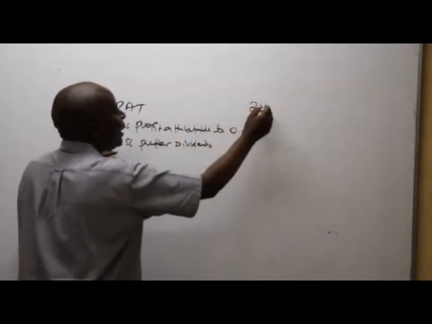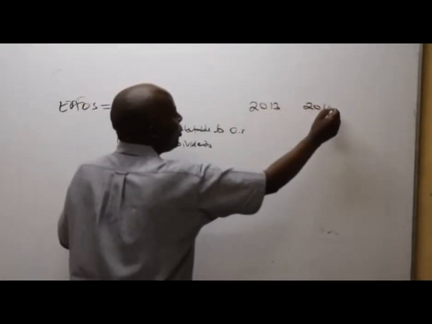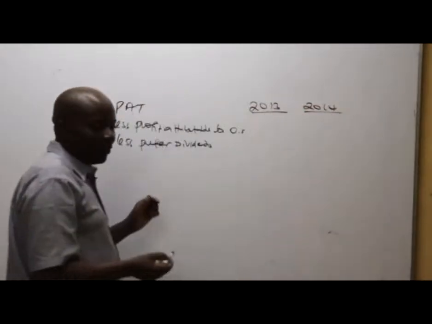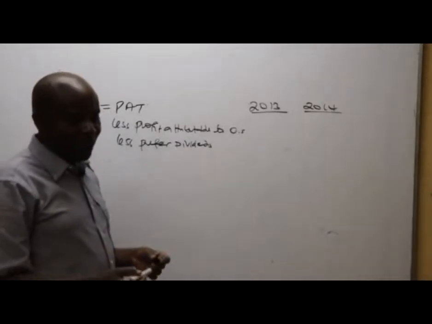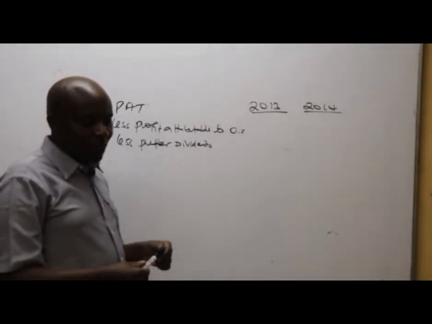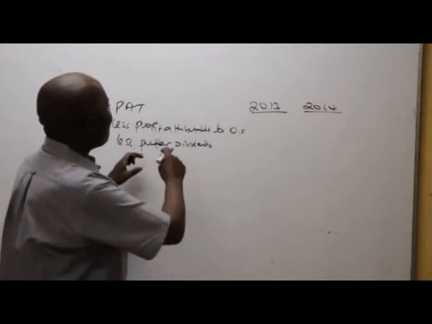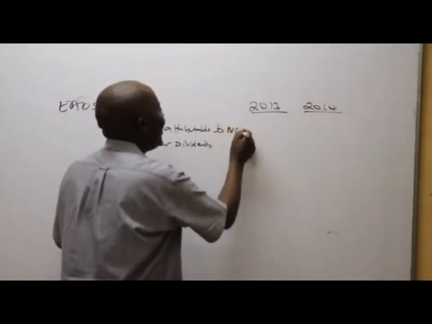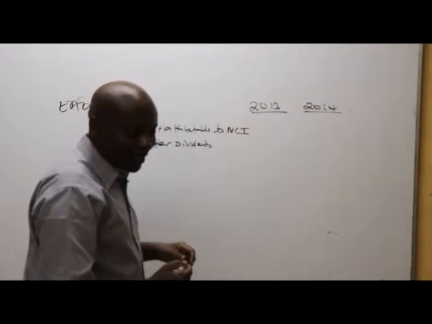We have two years, 2013 and 2014. Any low-hanging fruits? How could they give us this kind of an easy question, one which doesn't require much thinking? Profit attributable to NCI, sorry. Profit attributable to NCI.